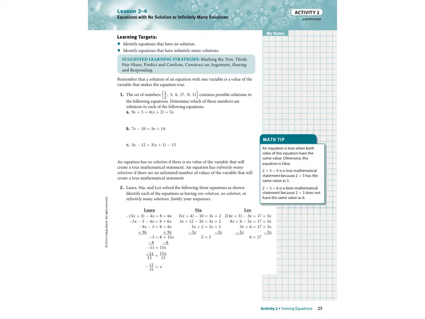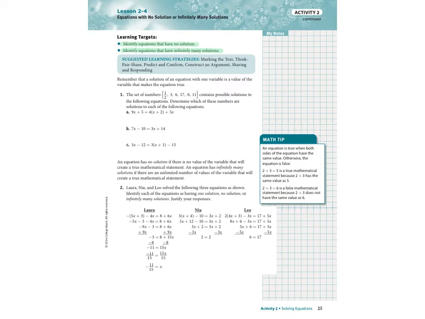We're going to start looking at equations with no solution or infinitely many solutions. Let's start off with highlighting our learning targets for today. So we're going to identify equations that have no solution, and we're also going to work on identifying equations that have infinitely many solutions. We're going to compare and contrast this to the idea of what it looks like to have one solution as well.